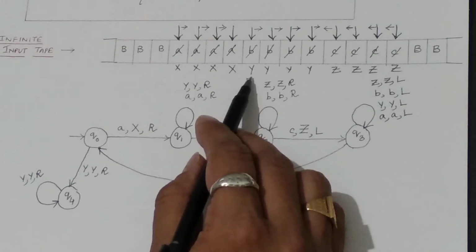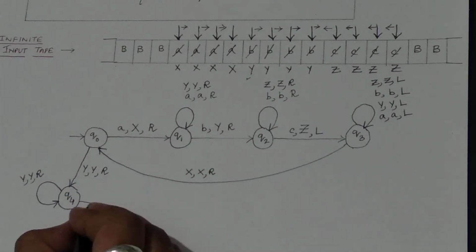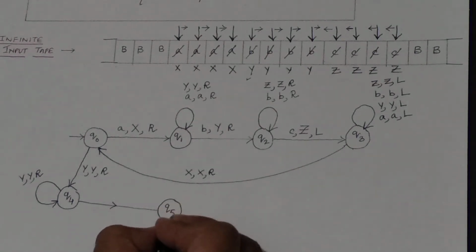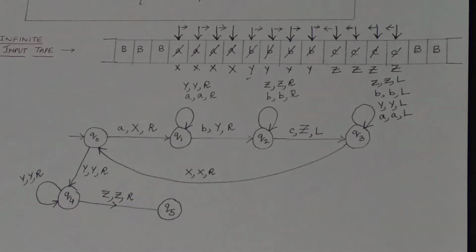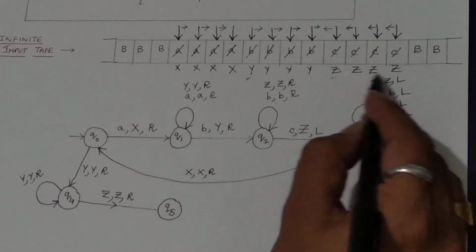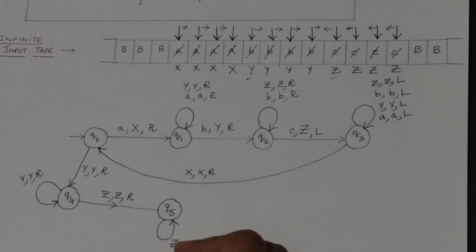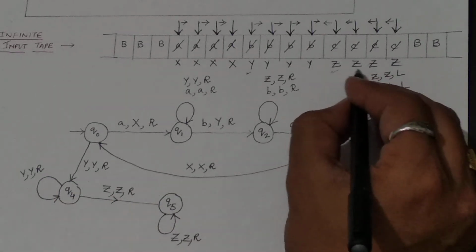Till now it is not finished. Till here all Y's have been scanned. After that a Z is encountered. So that means I have to take one more state, and this will be your Q5. What is this? On seeing Z, replaced by Z, and which direction will it move? Right direction it will move. Clear? So this is for single Z, and after that you are having n number of Z, 3 Z's. So for that I can write on seeing Z, replaced by Z, and move in right direction. Clear?